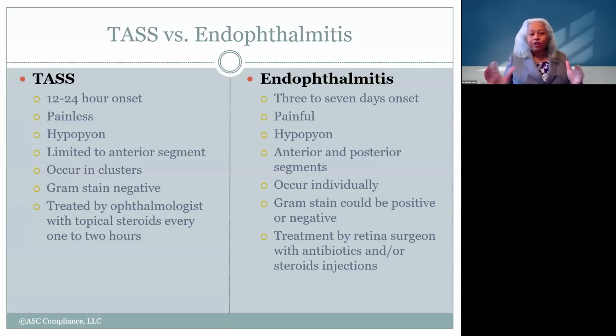So there's always a little gray on either side of it. If you have a large amount of bacteria or pathogen, you can have an endophthalmitis show up in less than 3 days. Or if the patient has a really strong immune system, you may have TASS show up a little further past that 24 hours. But as a general rule, toxic anterior segment syndrome is going to show up 12 to 24 hours after surgery. Endophthalmitis cases usually show up 3 to 7 days after surgery.